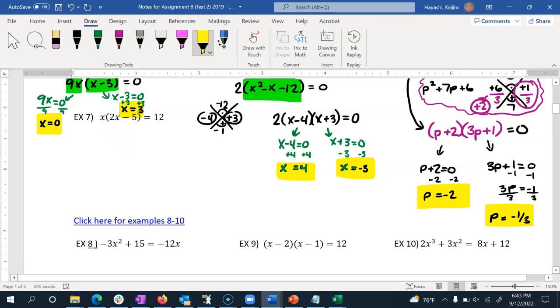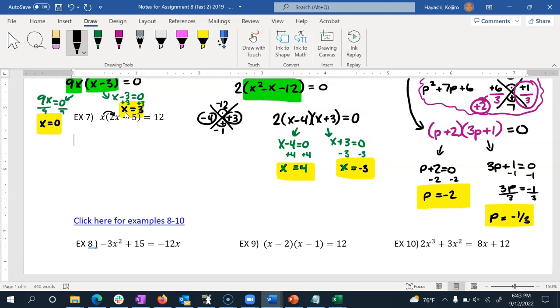And so we're actually going to have to expand this. We want to take this x and distribute it to the 2x minus 5. So that'll be 2x squared minus 5x equals 12. And then, it's just like the others. You can subtract 12 from both sides.